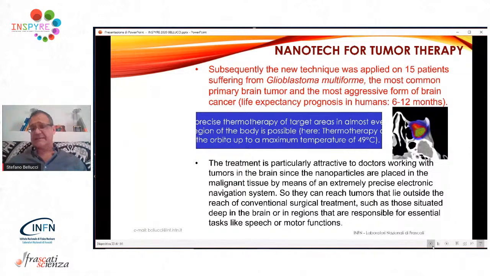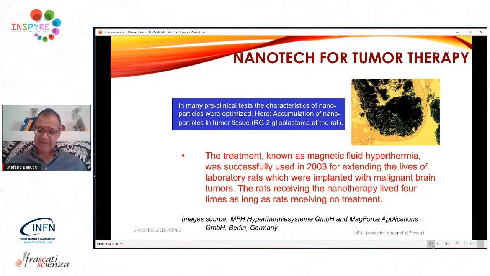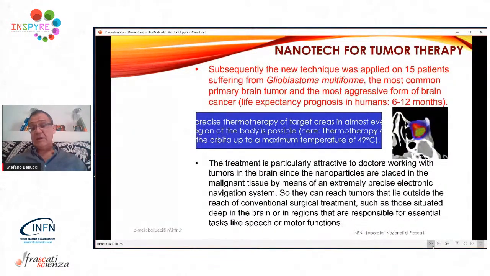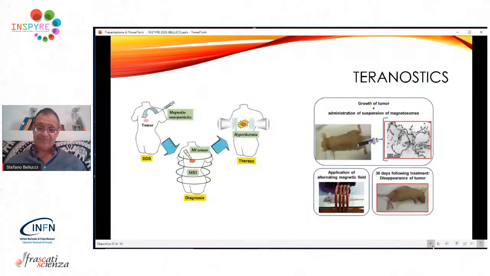It makes the life of the rats, if I remember correctly, four times as long as the rats with no treatment. Here you see a thermotherapy of the targeted areas in the eye of a rat, and the temperature reaches 49 Celsius. Of course, it's very interesting to use this type of therapy, at least to weaken the tumor and then use chemotherapy or radiotherapy, but also to reach tumors that cannot be reached by surgical treatments.